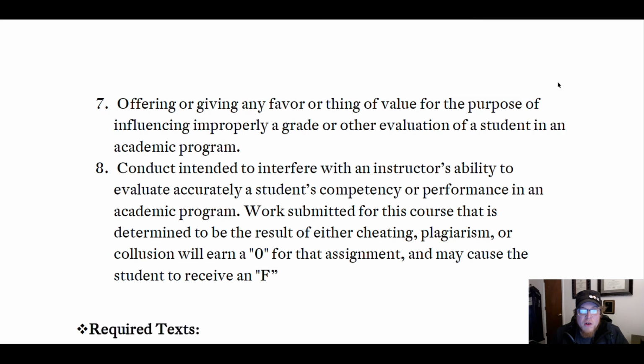7, offering or giving any favor or thing of value for the purpose of influencing improperly a grade or other evaluation of a student in an academic program. So you're failing, but you go, you know what? I've got a lovely timeshare in Orlando that you can use next year.